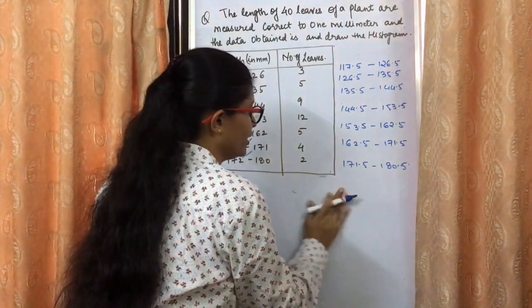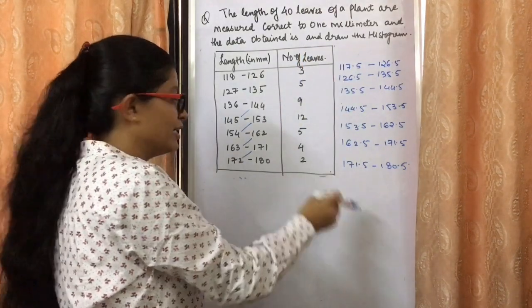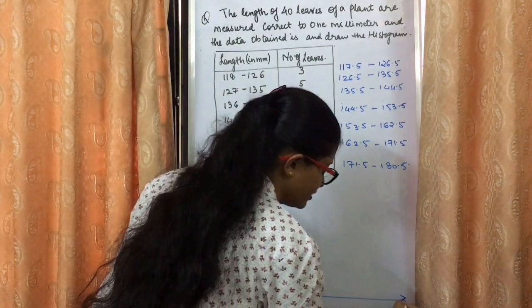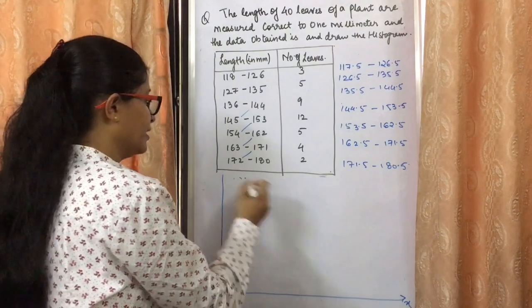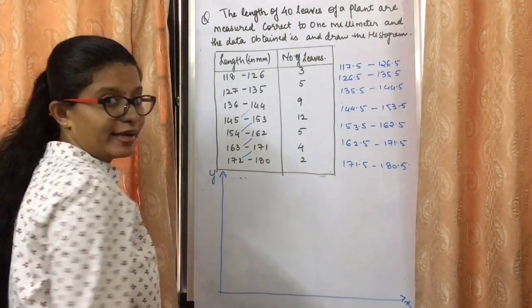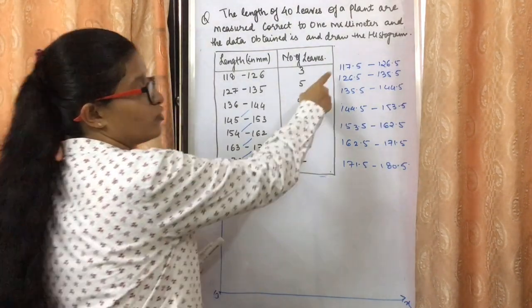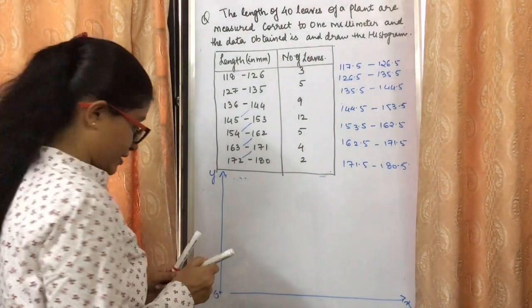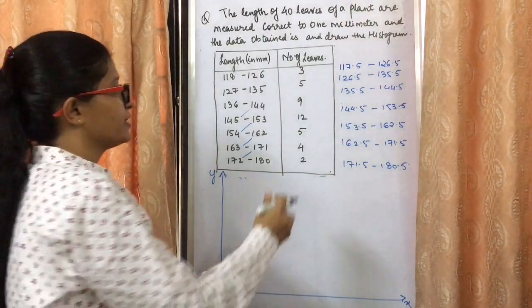Now we will be plotting the histogram for these class intervals. Let's see how we can plot it. So again this is our x-axis. On the x-axis I am going to take the lengths in mm, and here there will be the number of leaves, that is the y-axis. And this is my origin. Does my class interval start from 0? No. If my class interval doesn't start from 0, I need to make a kink, so this states that my class intervals do not start from 0.